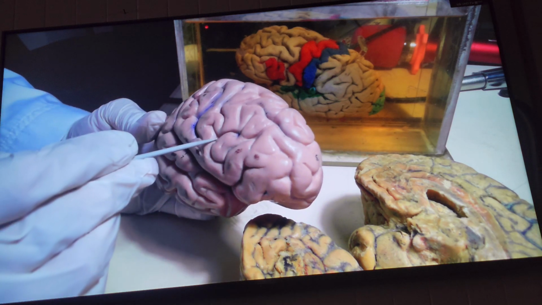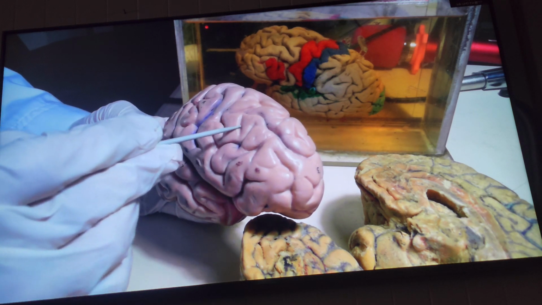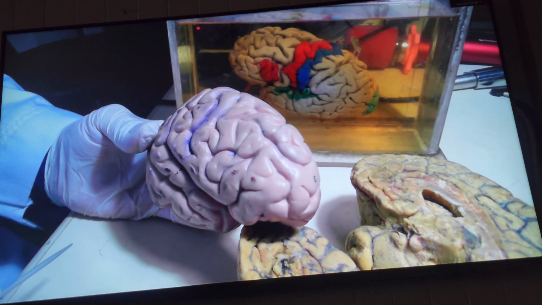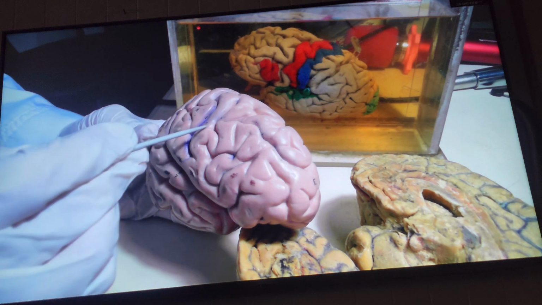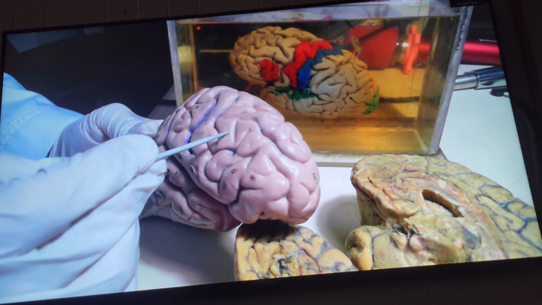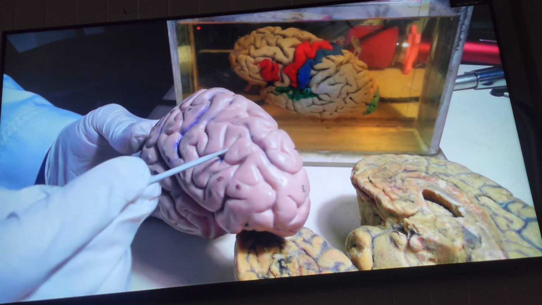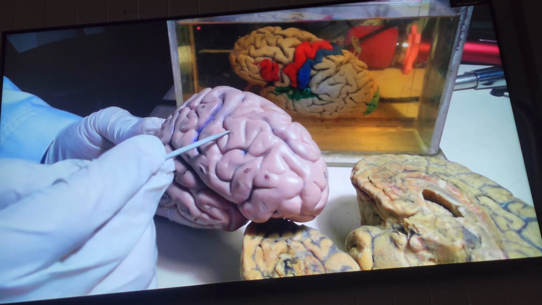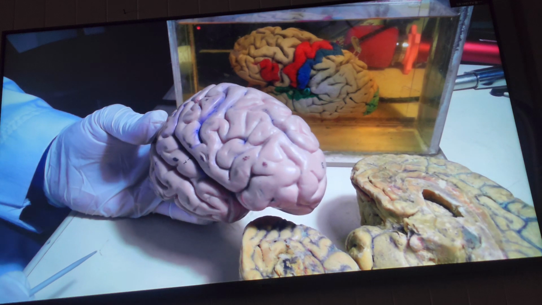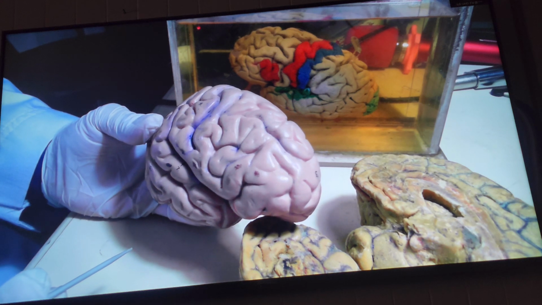So now we are shifting to another region, which is anterior to the premotor area, extending from the precentral gyrus to the middle frontal gyrus. This area is called the frontal eye field. The frontal eye field is responsible for control of voluntary conjugate movement of the eye.